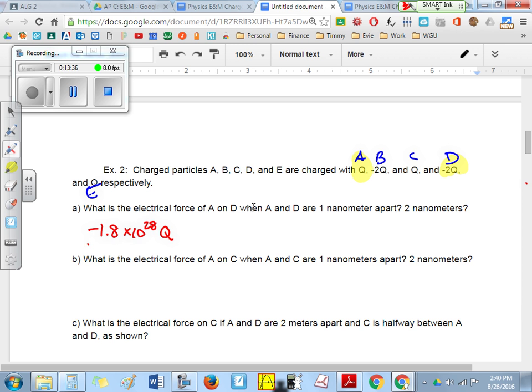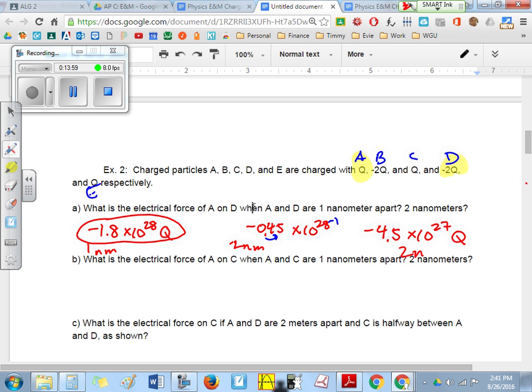So this is when they're 1 nanometer apart. But if it's 2 nanometers apart, then it's just going to be 1/4 of that. So negative 0.45 times 10 to the 28th. Or you can move the decimal over a space, and then you subtract 1 from the power. So it's going to be negative 4.5 times 10 to the 27th Newtons. This is the 2 nanometer case.